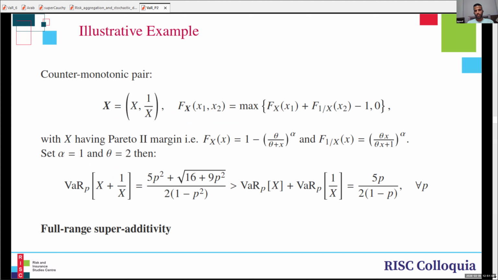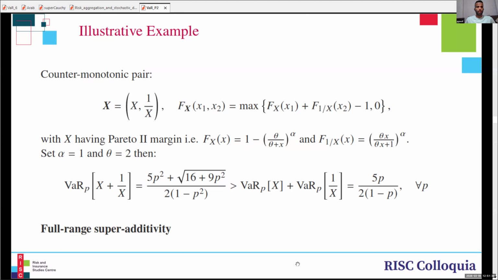Okay, so let's take an example just to illustrate where super additivity of VaR can happen. If we take two counter-monotonic variables, we just take the first variable being x and the second one being the reciprocal of x. So both of them use the same variable x, so they're not independent. We just take component number one being x and component number two being the reciprocal of it.